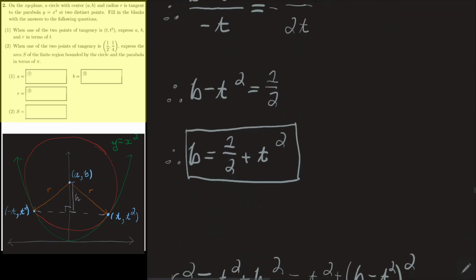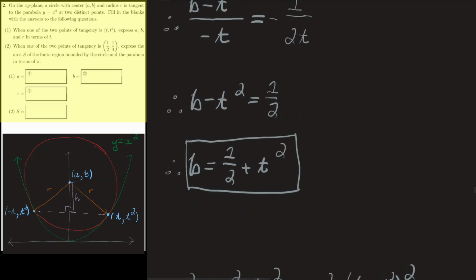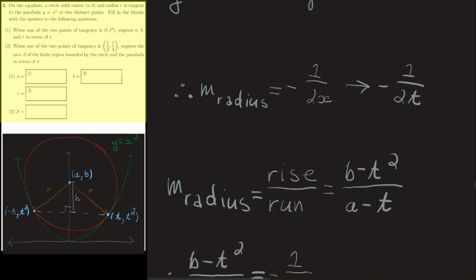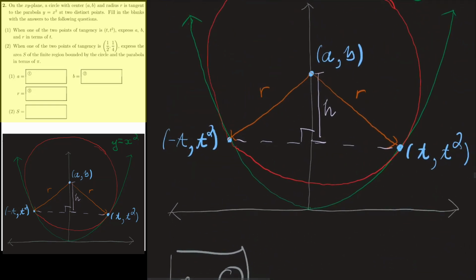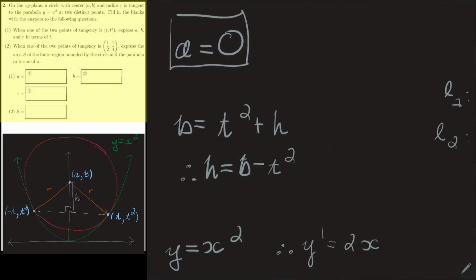So now let's try to find the radius. You can see from the diagram that this is clearly a right triangle with sides t, since it's from the y-axis 0 up to the point, h, and r. That means r squared equals h squared plus t squared from the Pythagorean theorem. And we already found that h is equal to b minus t squared.